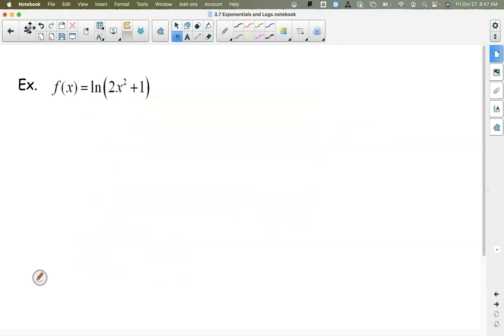Take the derivative of the natural log of 2x squared plus 1. This is chain rule, right? My inside function is 2x squared plus 1. My outside function is the natural log of x. All right? So what's the derivative of the inside?